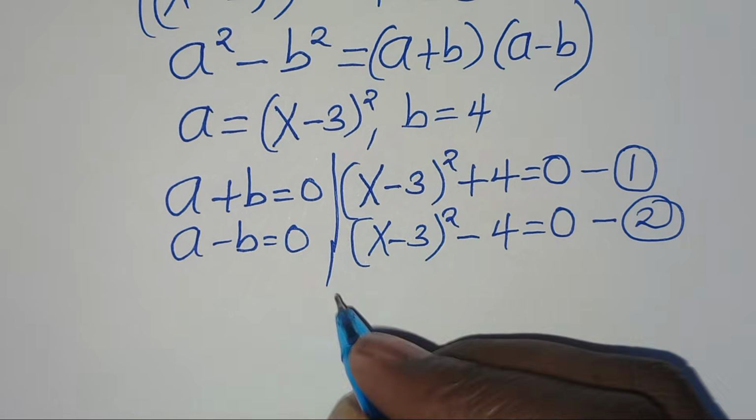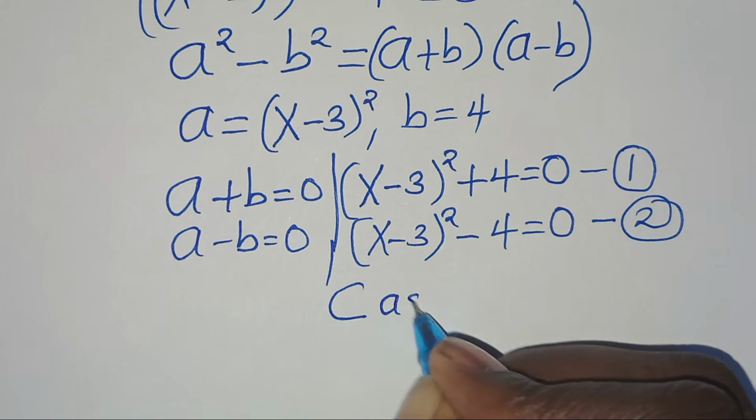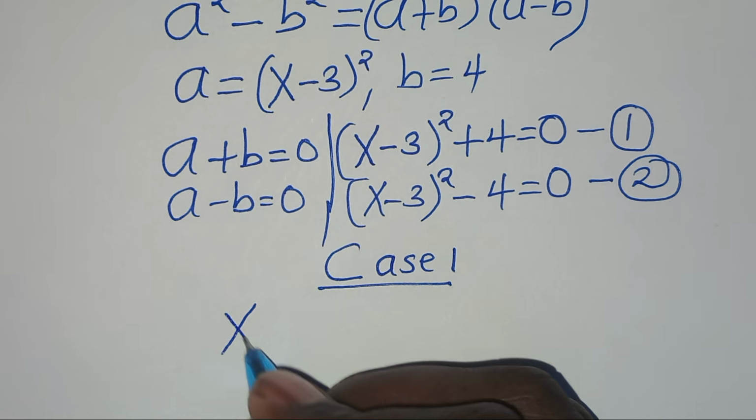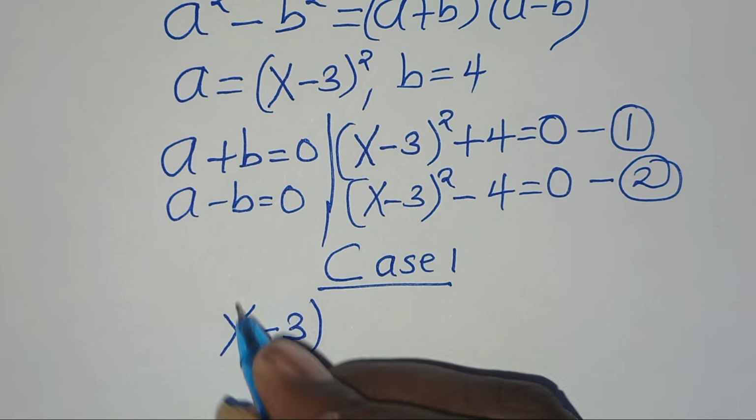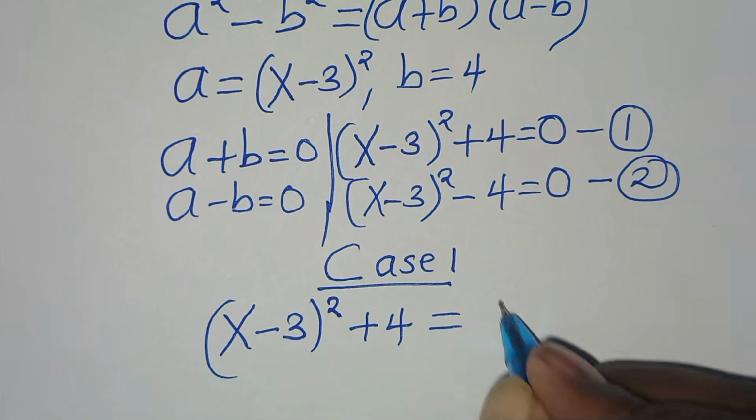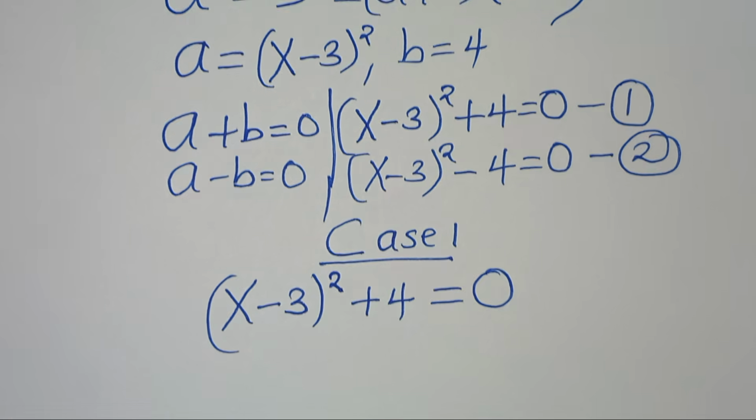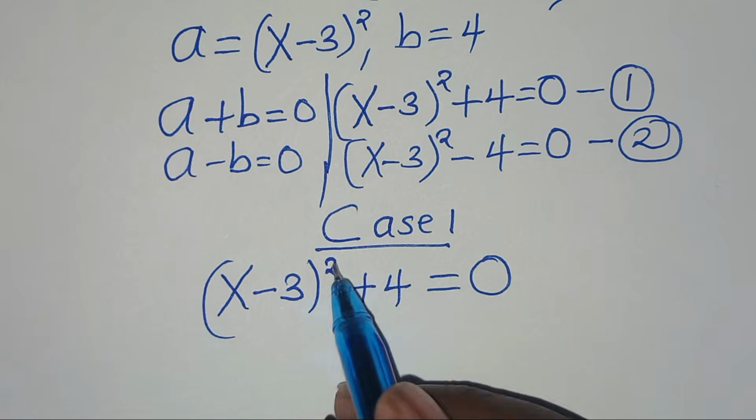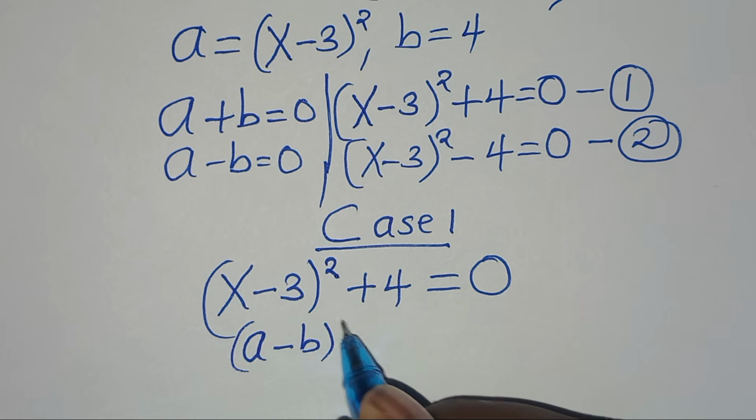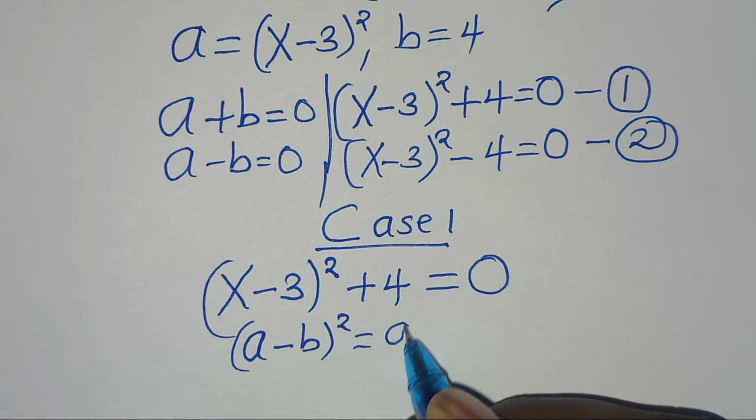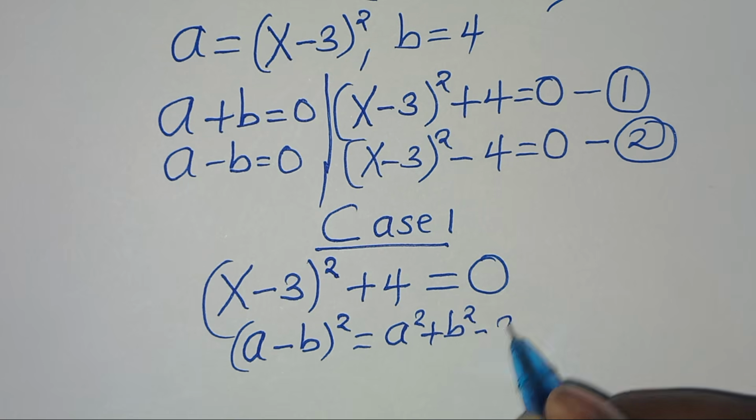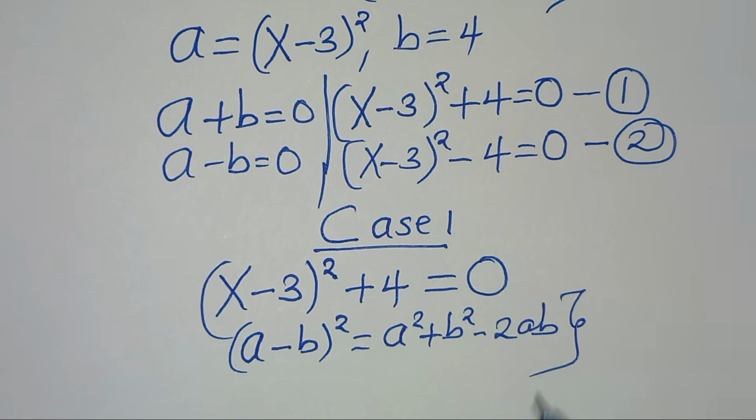So let's start with case 1, which means we have (x − 3)^2 + 4 = 0. So (x − 3)^2 is actually in the form of (a − b)^2, which we can express as a² + b² − 2ab.